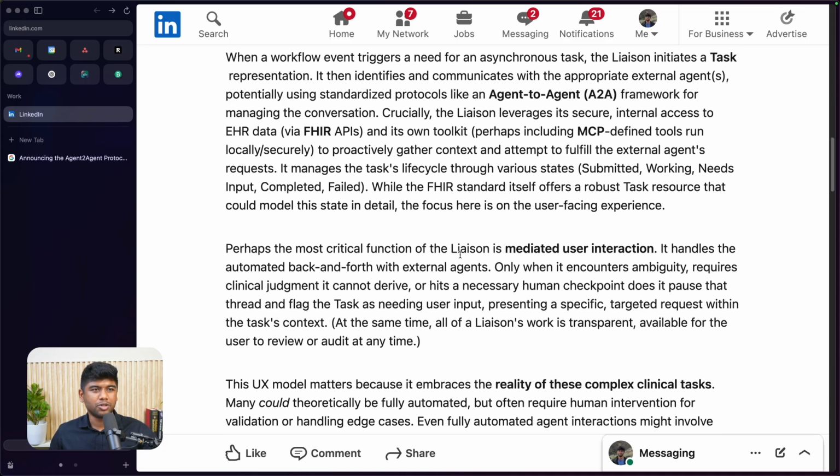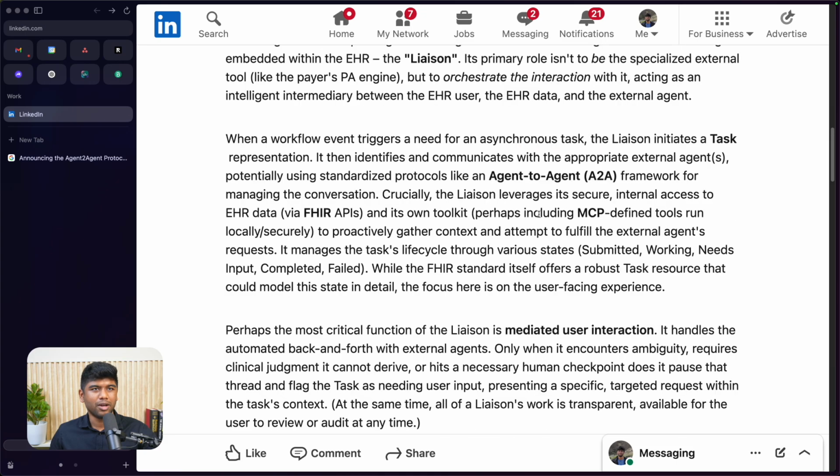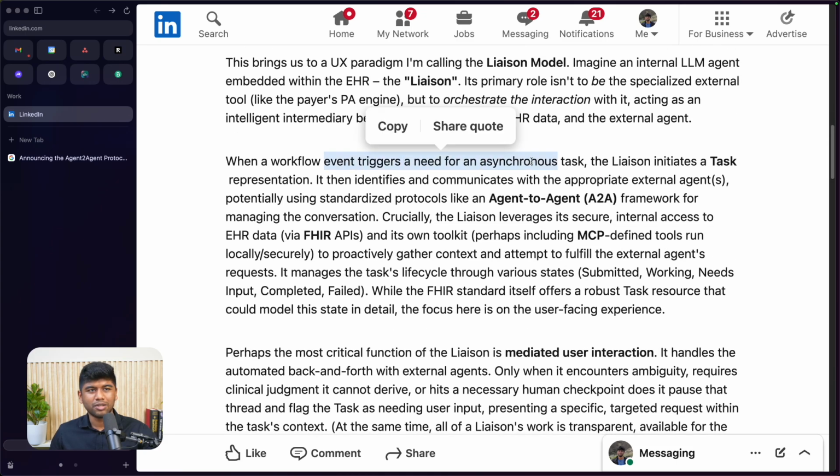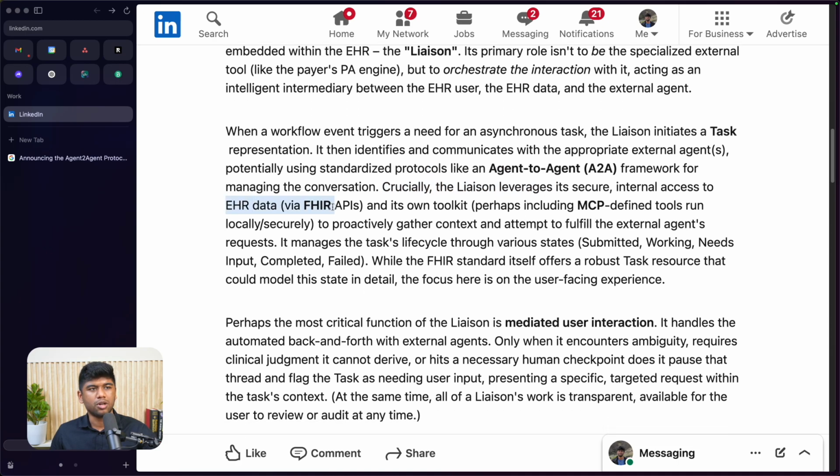So perhaps the most critical function of the liaison, again, he's talking about the A2A as well. When a workflow event triggers a need for an asynchronous task, the liaison initiates a task representation. It then identifies and communicates with the appropriate external agents, potentially using a standardized protocol like the A2A framework for managing the conversation. Again, this is the one by Google that we just saw. Crucially, the liaison leverages its secure internal access to EHR data via FHIR APIs or SQL APIs, like most people are still on SQL. And its own toolkit, perhaps using MCP defined tools run locally and securely to proactively gather context and attempt to fulfill the external agent's requests.